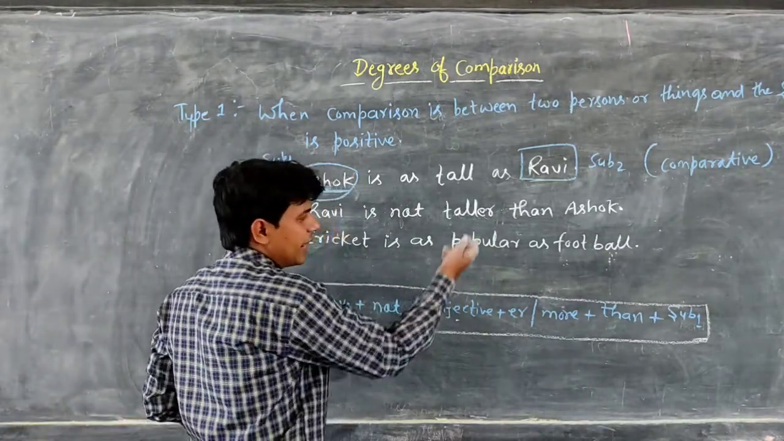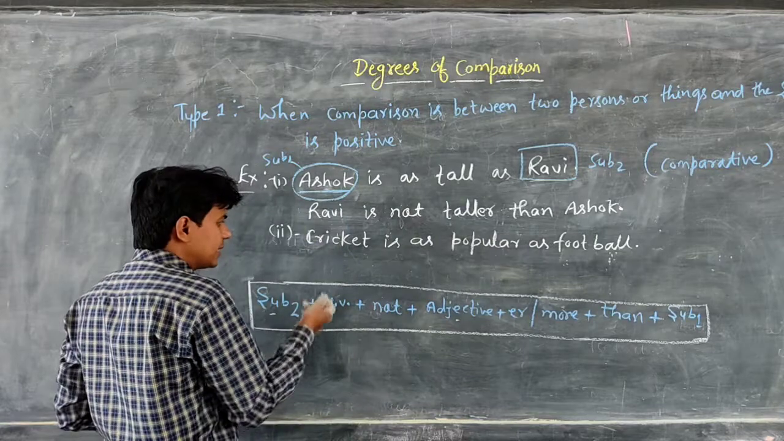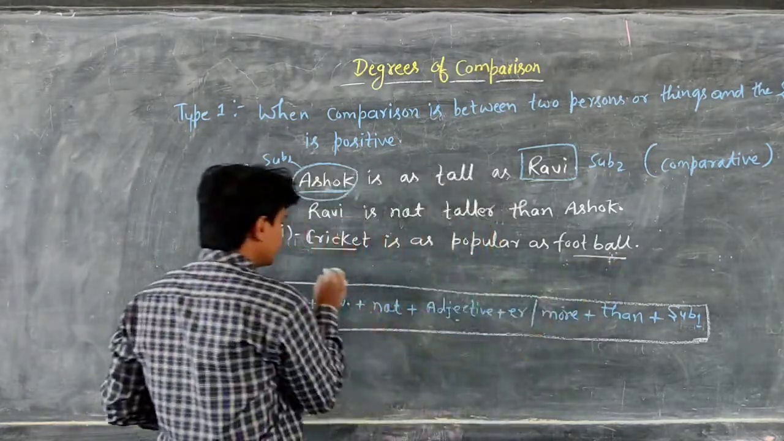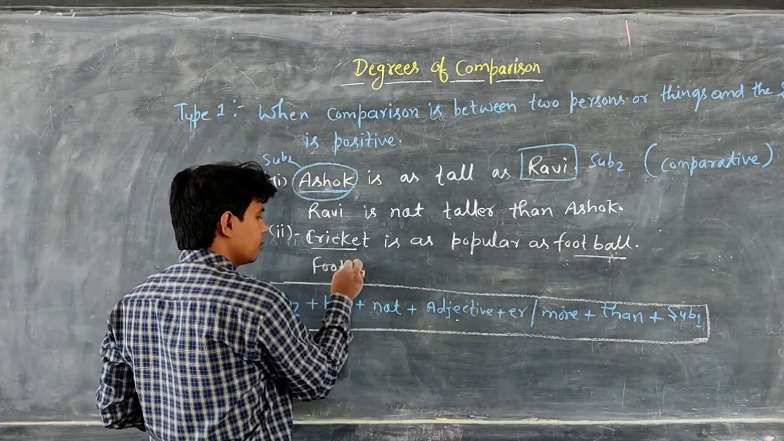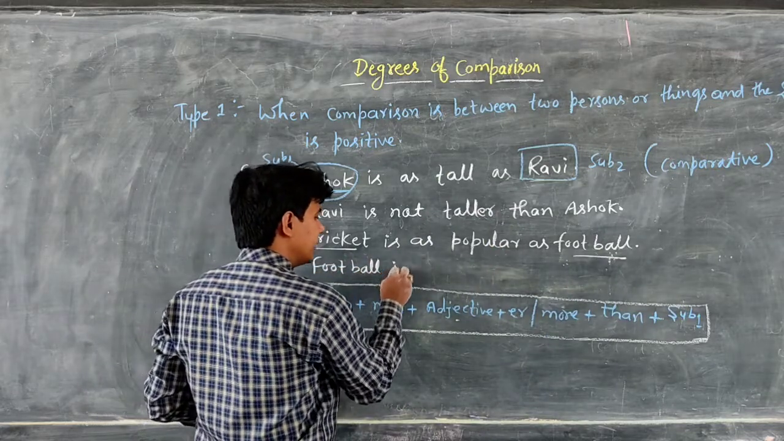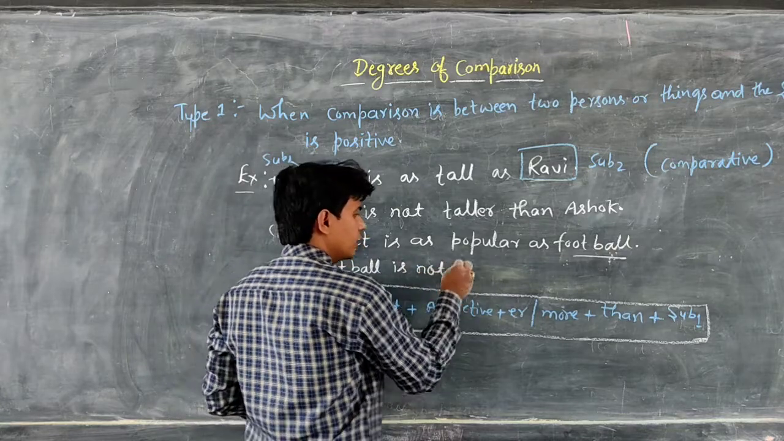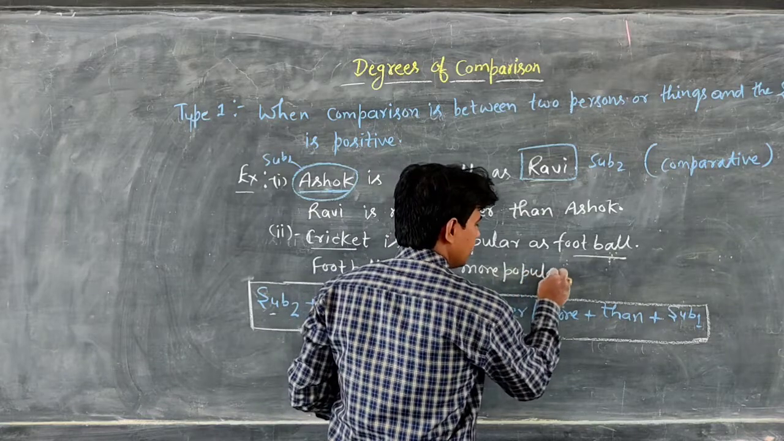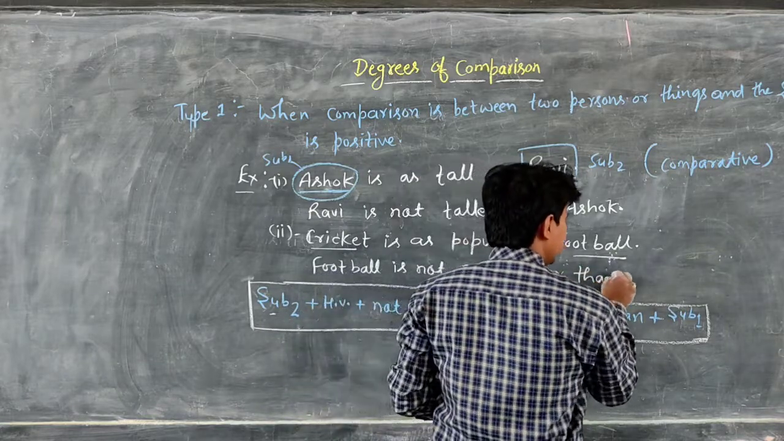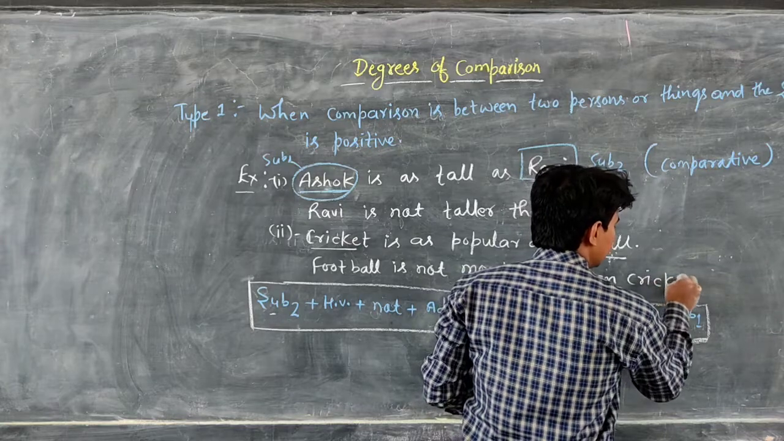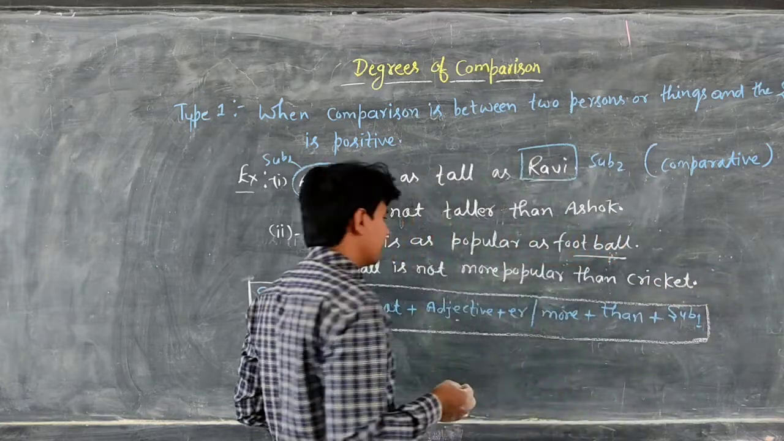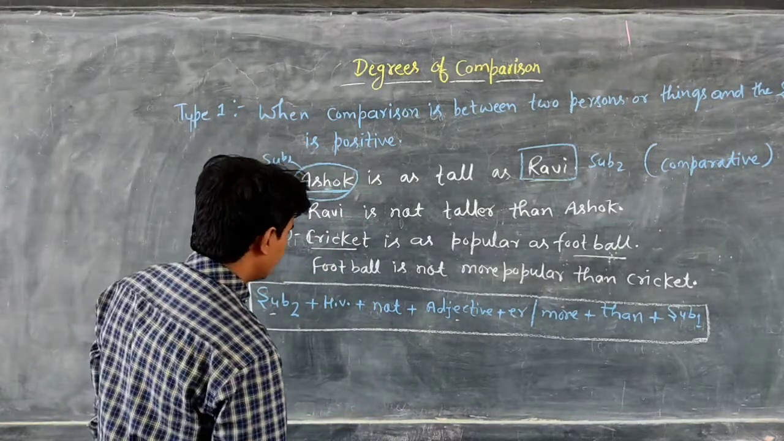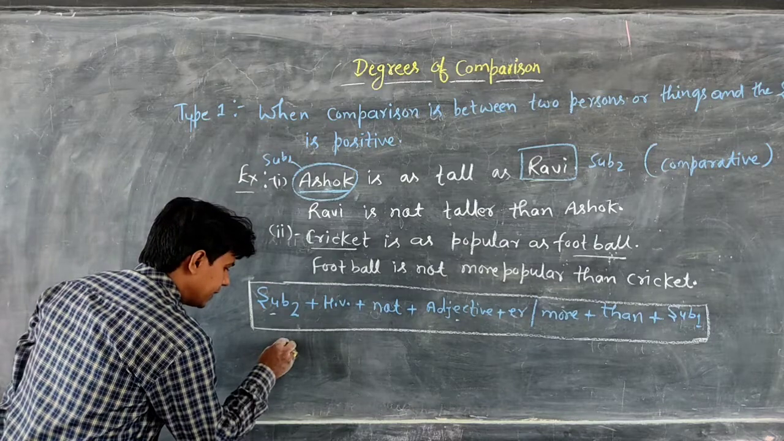Cricket is as popular as football. So what is the second subject? Subject first is cricket and subject second is football. So you will mention, football is not more popular than cricket. Football is not more popular than cricket. Is that clear? Okay. Now see some negative sentences.